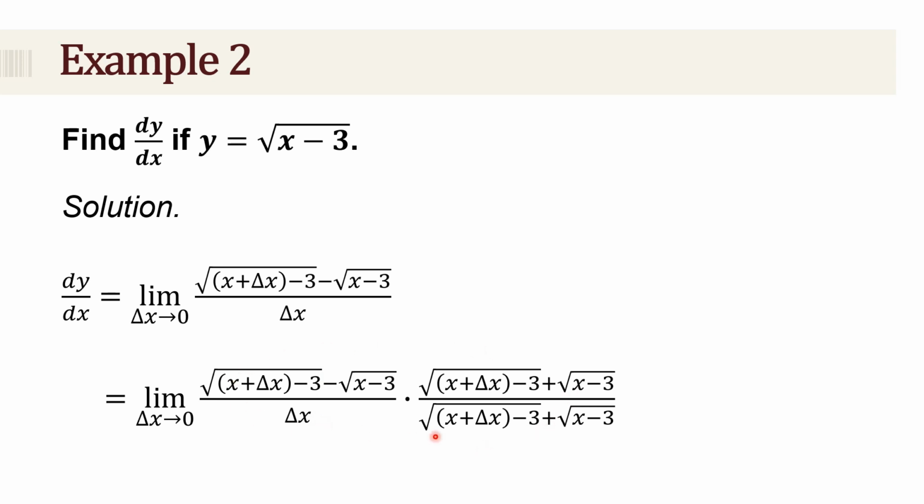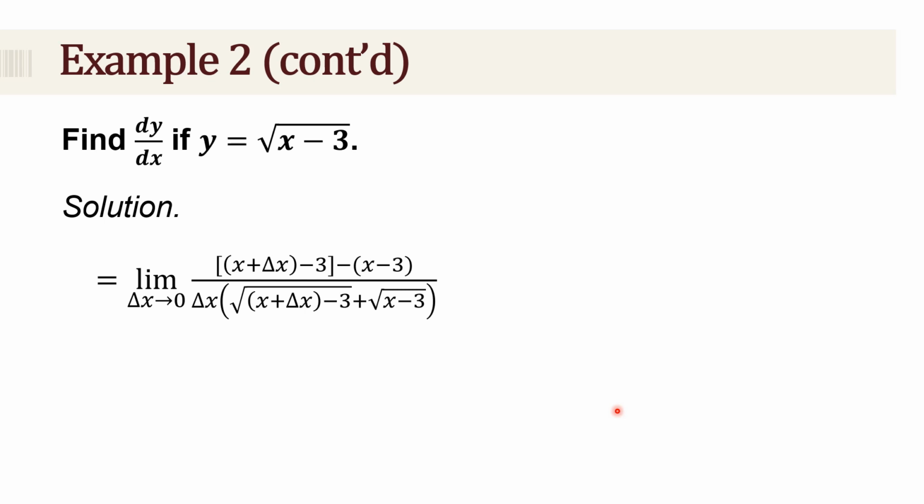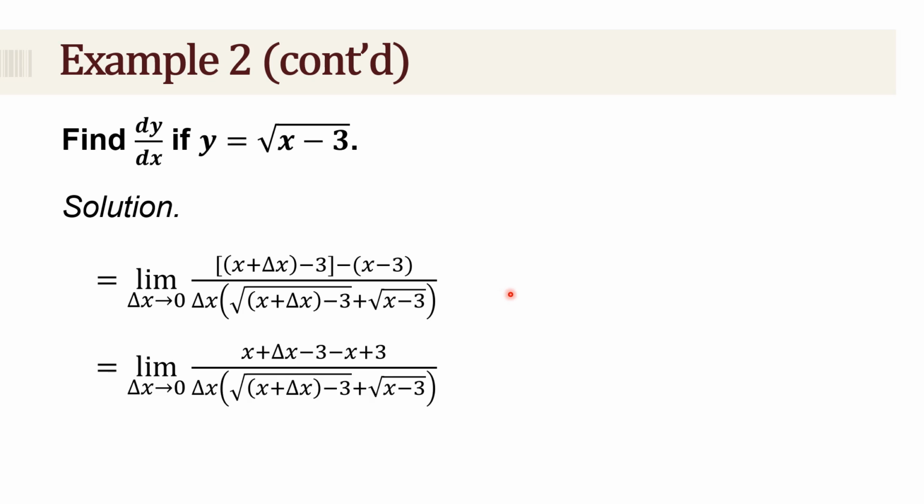And now, this simplifies to the limit of, so natanggal na yung square roots dito. So we now have x plus delta x minus 3 minus x minus 3 all over delta x times the quantity square root of x plus delta x minus 3 plus square root of x minus 3. Now, kung tatanggalin natin yung mga grouping symbol, we have x plus delta x minus 3 minus x plus 3 sa taas. Ngayon, pwede na natin tong tanggalin.